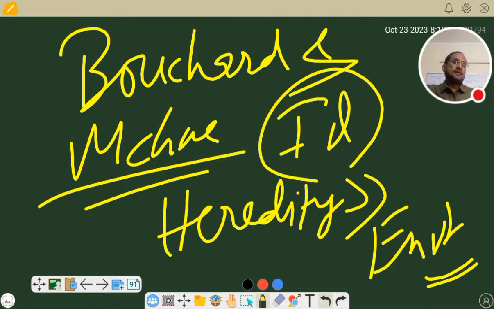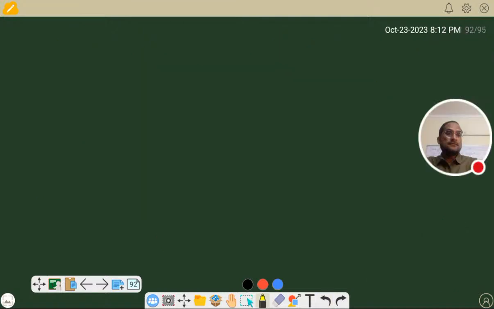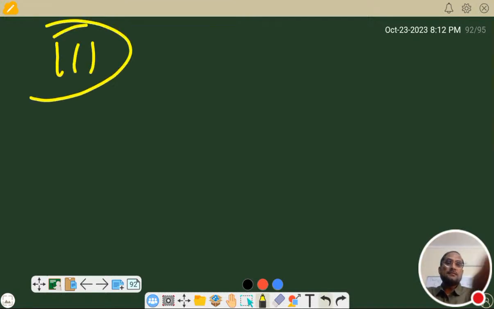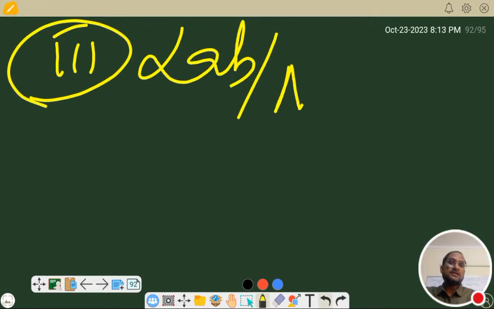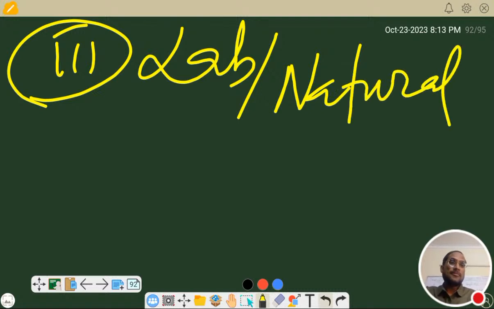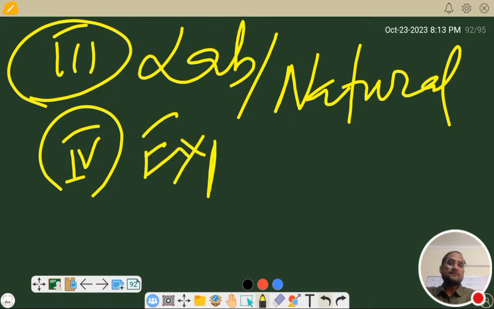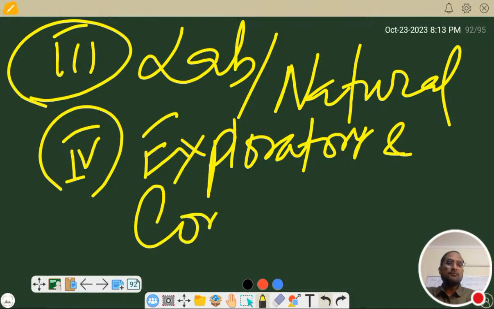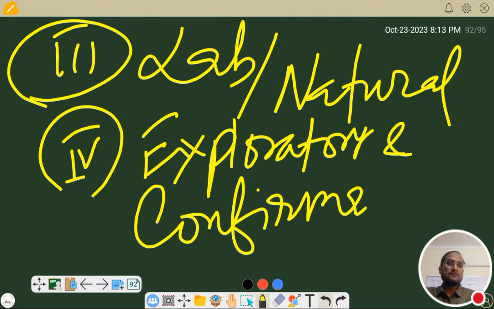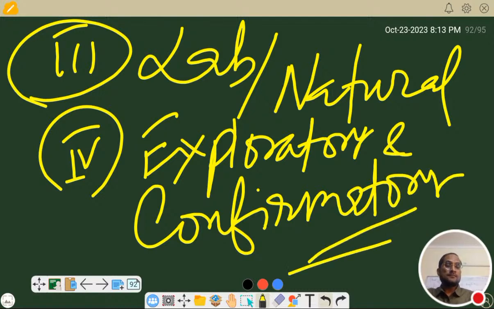Then again, it can be done in a lab or a natural setting. Both. Then it is also exploratory and confirmatory, both in nature.